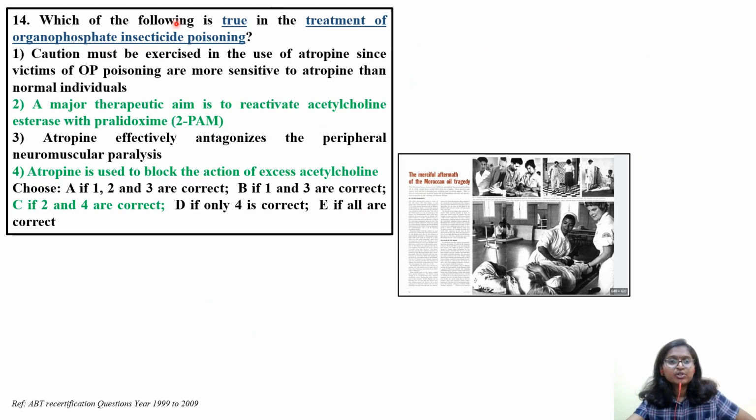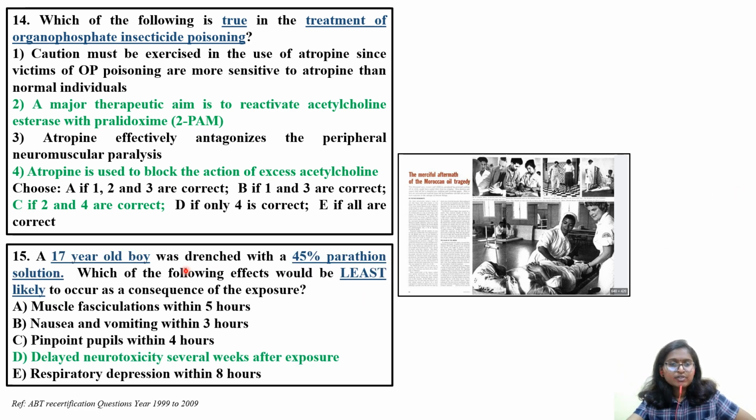What is the question number 14? Which of the following is true in the treatment of organophosphate insecticide poisoning? Okay, so we have option number 2 and 4 are correct. A major therapeutic aim is to reactivate acetylcholinesterase with 2-PAM. Okay, another option is atropine is used to block the action of excess acetylcholine, because atropine acts as an anticholinergic drug in the case of organophosphate poisoning. Okay, other two options you people read yourself.